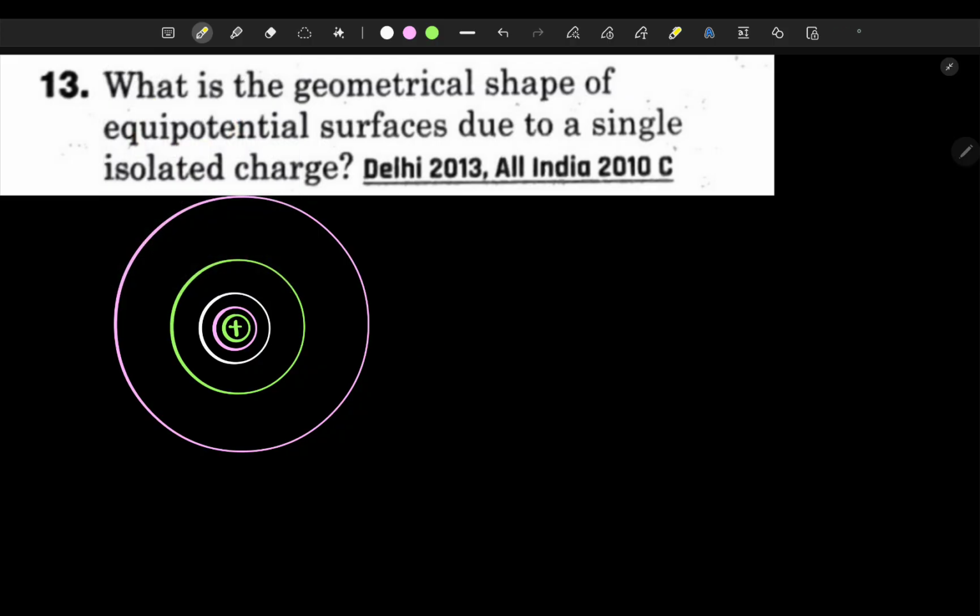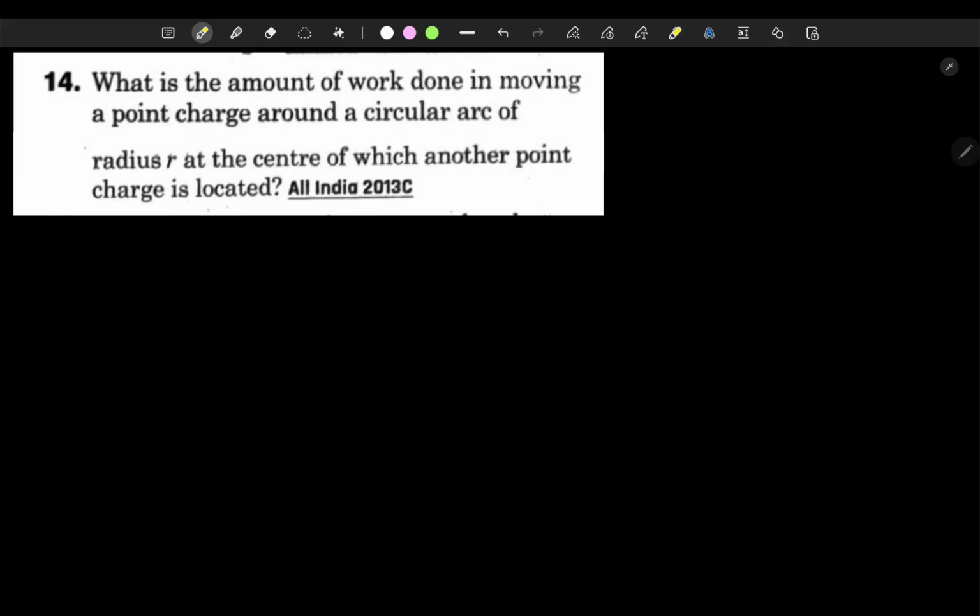Next, come to the next question. Question number 14 is, what is the amount of work done in moving a point charge around a circular arc of radius r at the center of which another point charge is located? That means in question number 14, this is the circular arc of radius r. So work done in moving a charge on an equipotential surface is 0.